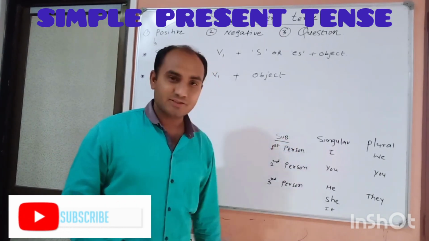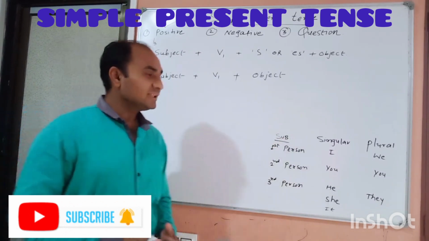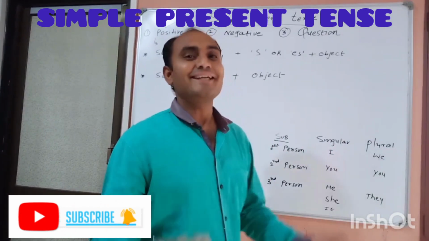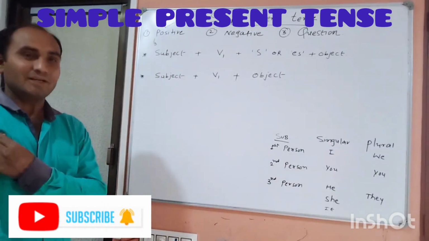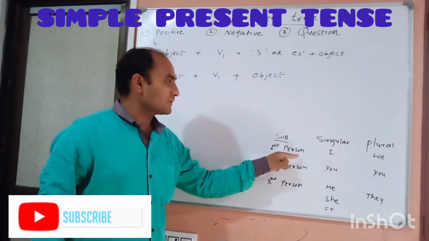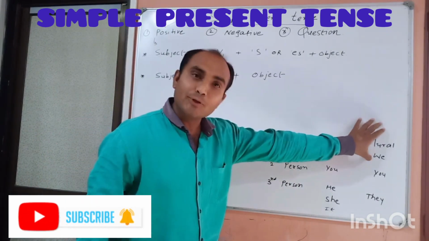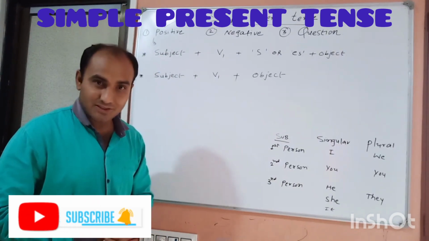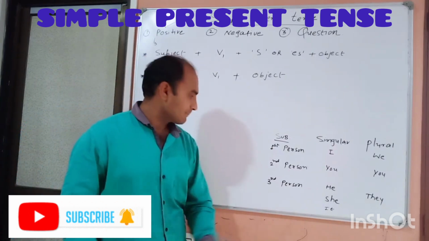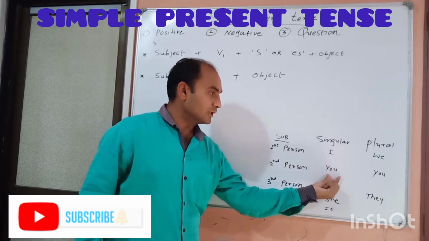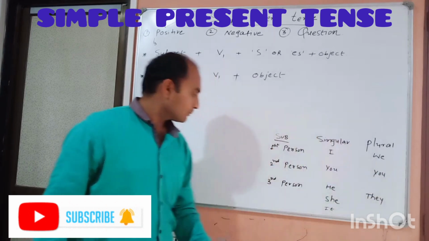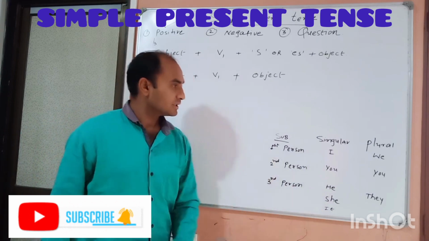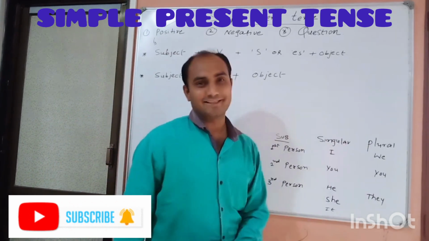We need to know about subject. So I, we, you, they, he, she, it. These all are subjects. But first we will discuss about the first person, singular and plural. So I and we, it is a first person, singular and plural respectively. Second person, singular you and plural also you. Third person, singular he, she, it and plural they.